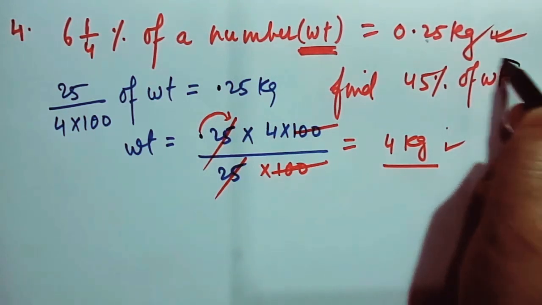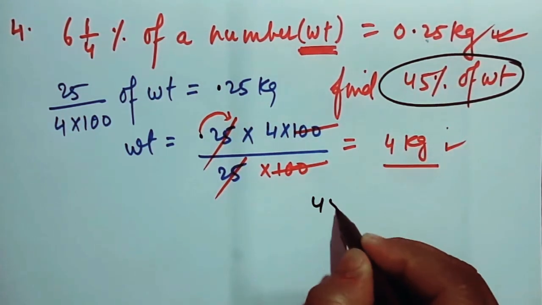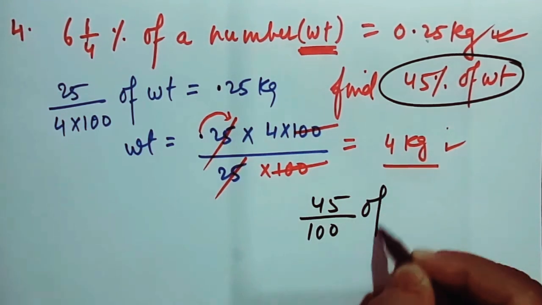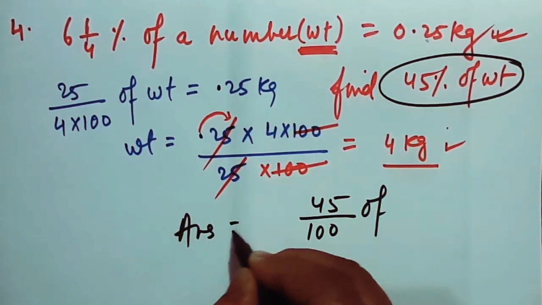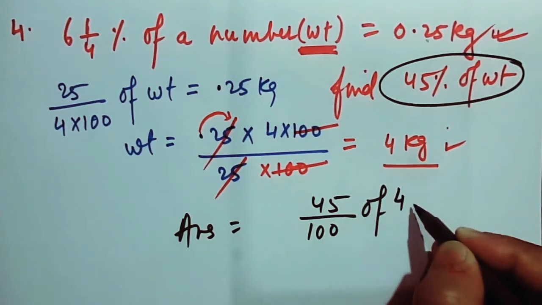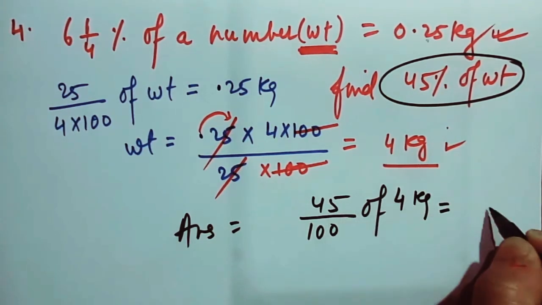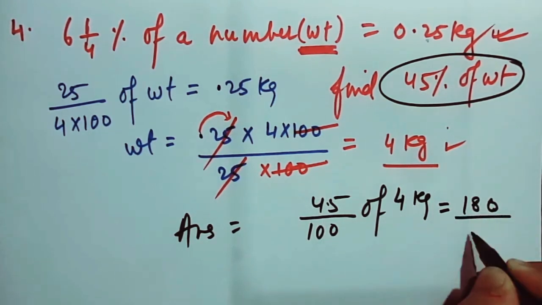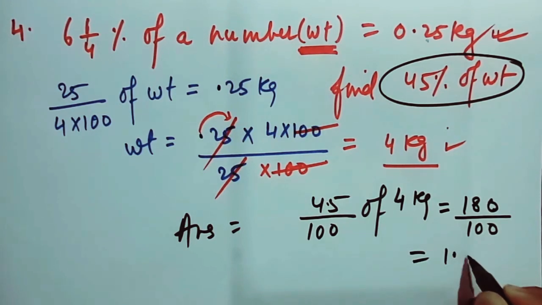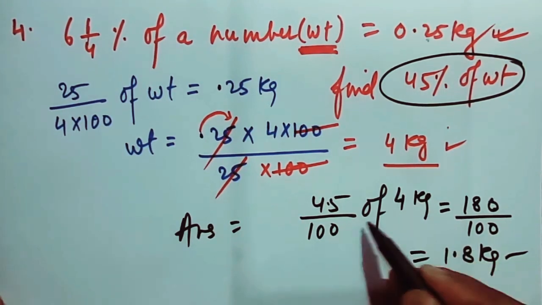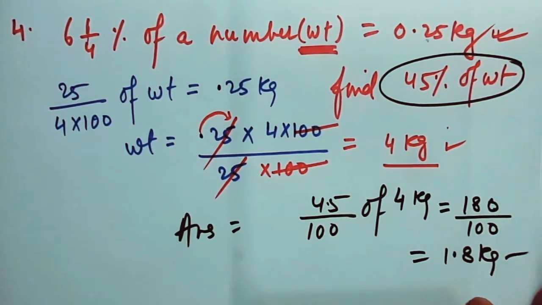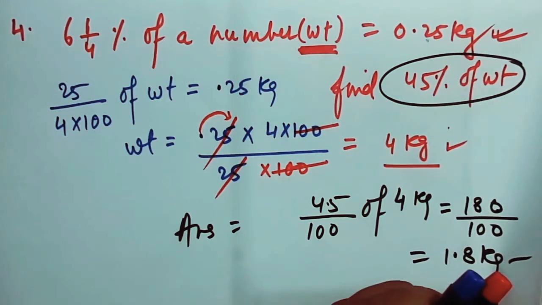Why? Because they are asking us 45% of this. So your answer is equal to 45% of this 4 kg. 45% of this 4 kg will give you how much? Let's multiply this. 5 4s are 20, 4 4s are 16, 17, 18, by 100 is equal to 1.8 kg. Simple. I did not cancel over here because again I had to divide it. So you also don't do all these kinds of things, isn't it? Let's switch on to the next one.